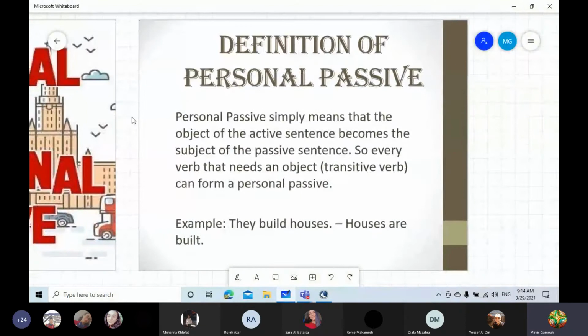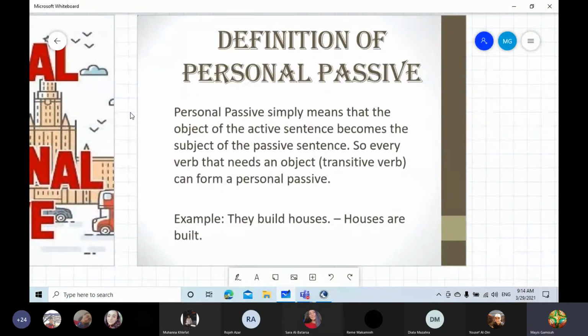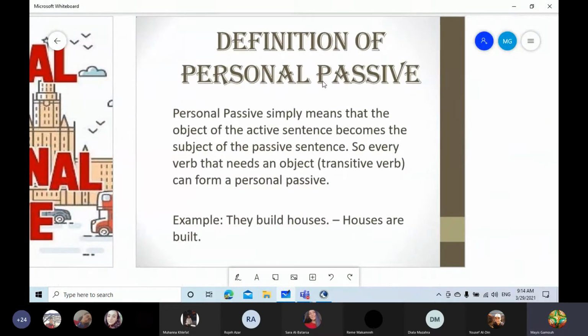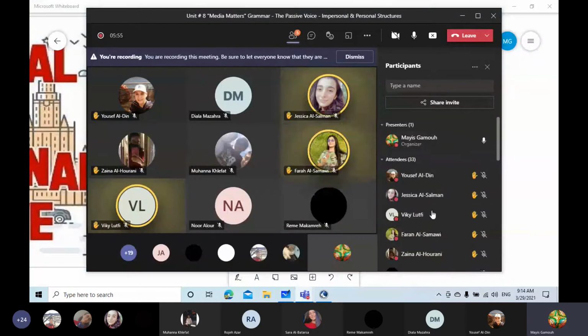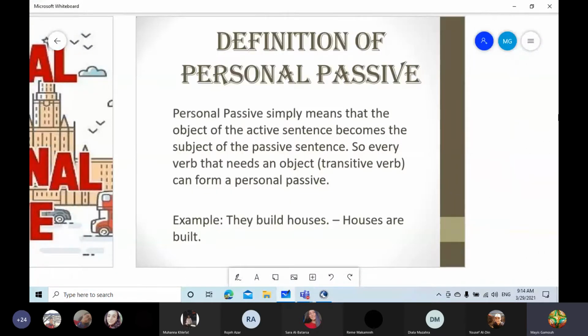So here our first slide is talking about the definition of personal passive. Who would like to read the definition, and then we will discuss it together? Who would like to read? Let me see hands in here. Yalla ya Yusuf, start reading dear.